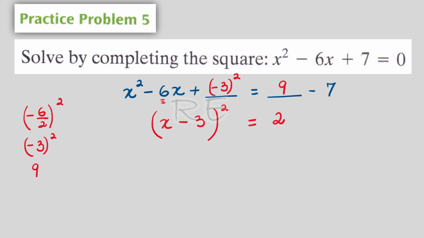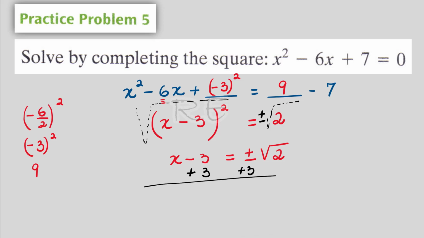We take the square root of both sides, and the square root of (x minus 3) squared is just x minus 3. It's equal to plus or minus square root of 2. Now, we just have to add 3 to both sides, and the equation is solved. x is equal to 3 plus or minus square root of 2.